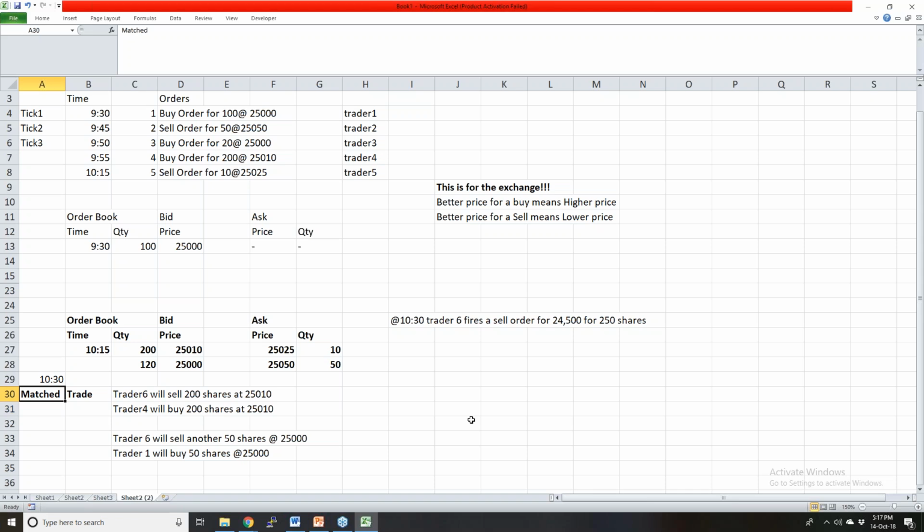Trader 6 is not selling at a loss. He is selling at a better price, right? He wanted to sell at a lower price, but he's getting a better price. He's selling at 25,010. He wanted to sell at 24,500.